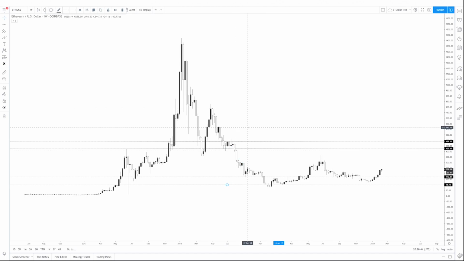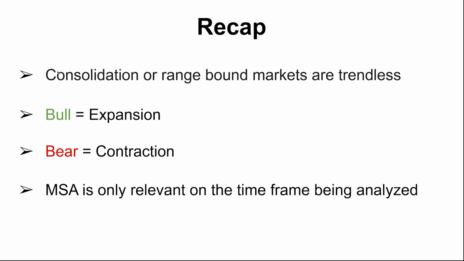And these are things that we're going to want to focus on as we go into time frame analysis. But let's do a quick recap first. So, consolidation or range-bound markets are trendless. We saw this in various examples with Ethereum and gold. What comes after a consolidation or range-bound market is an expansion or a contraction.